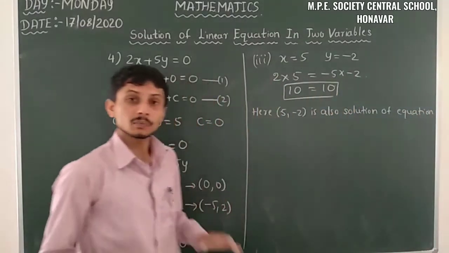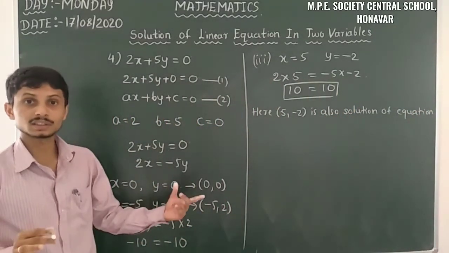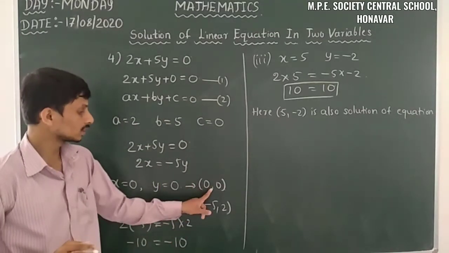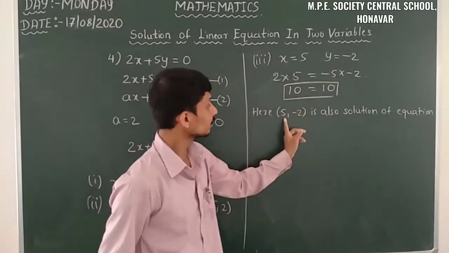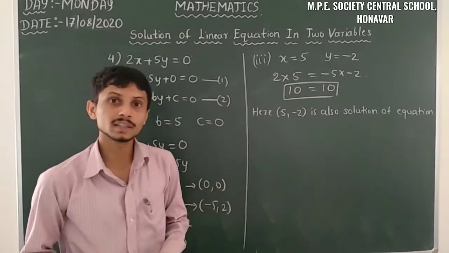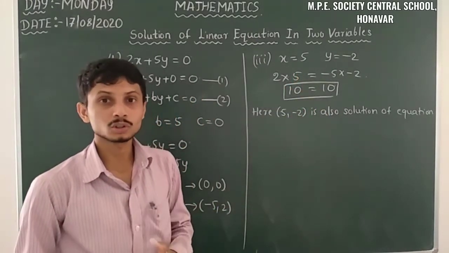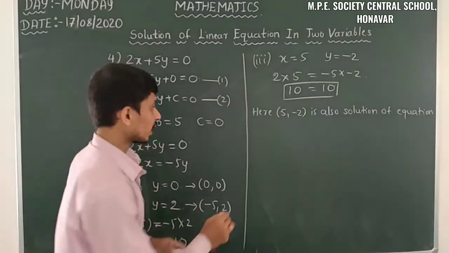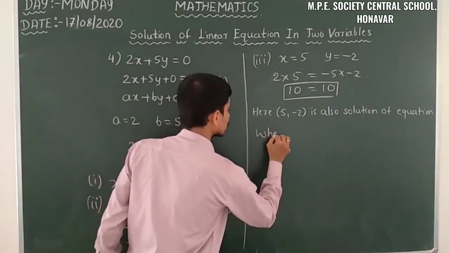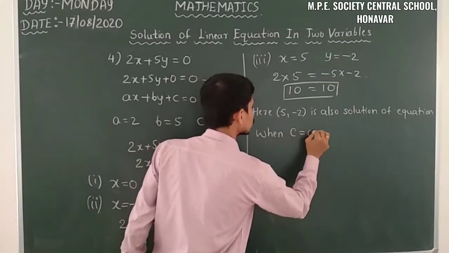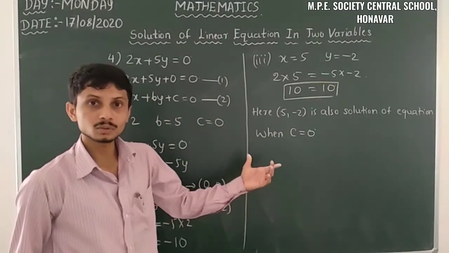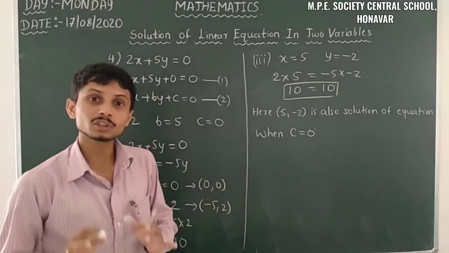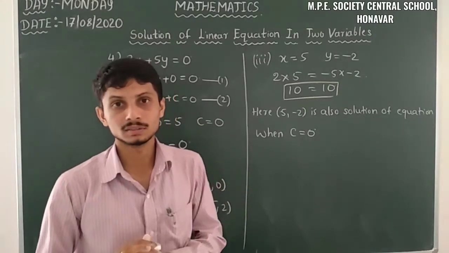That means here we got three such solutions of the equation. One is (0, 0), another one is (minus 5, 2), and another one is (5, minus 2). These are the three solutions of the equation. That means when c is equal to 0, the linear equation in two variables has two solutions apart from the origin.